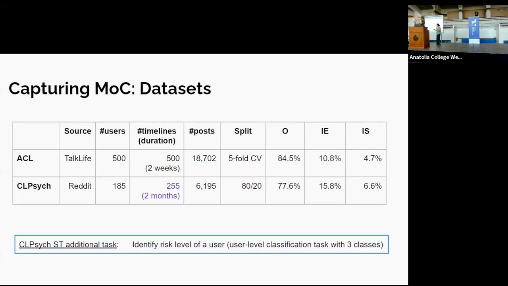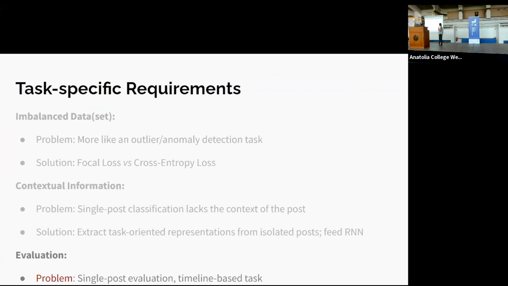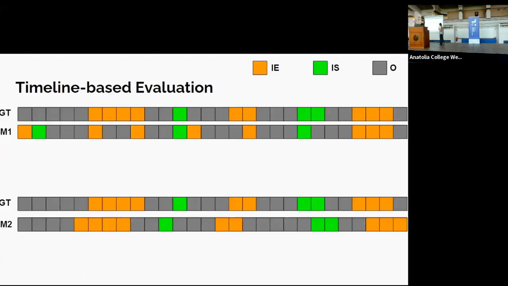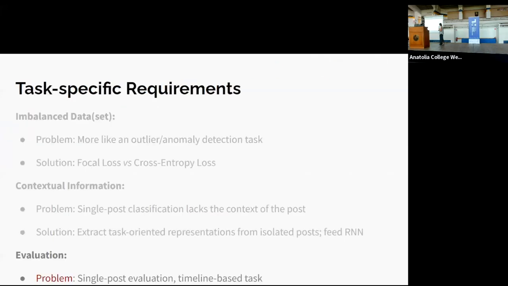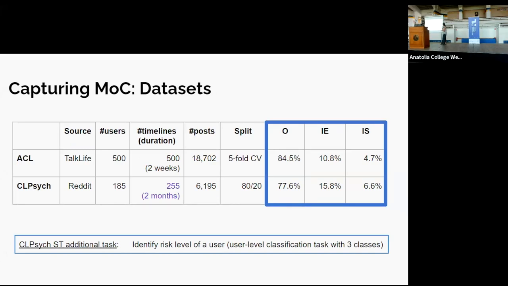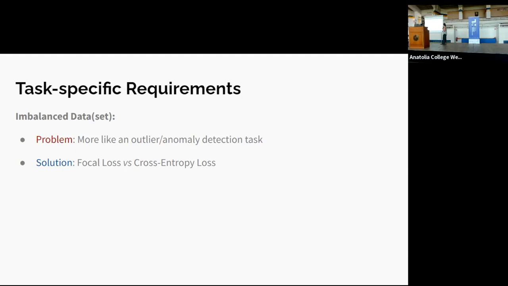Now, one thing to note is that these kinds of phenomena, the escalations and the switches, are very rare. So switches account for about 5 to 6%, if you look at both Talk Life and Reddit, for example, of a person's timeline. Escalations are between 11 to 16%. So you'd have a classifier performing well on predicting the majority class, but actually this is not what you're interested in. The classes are very rare and imbalanced. So it's more like an outlier detection task.